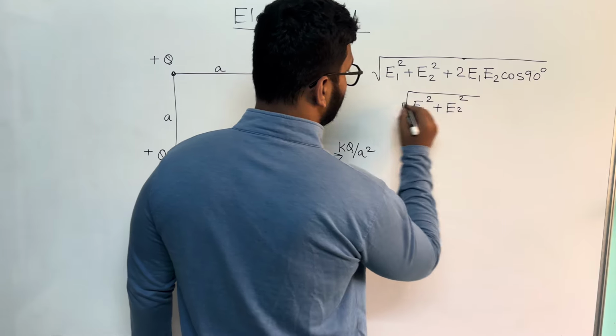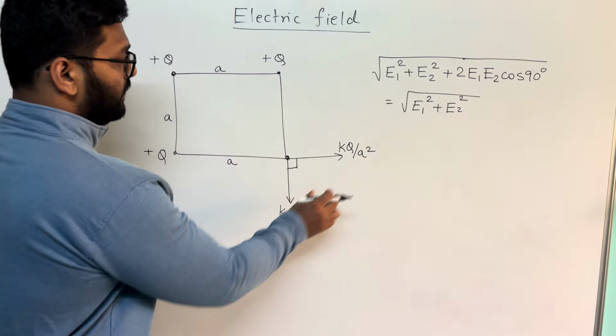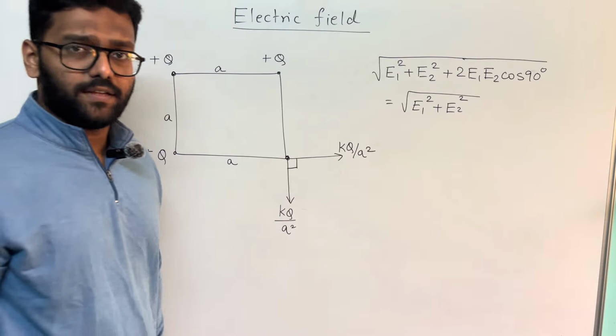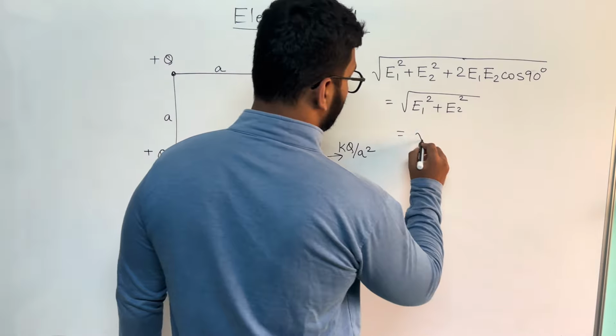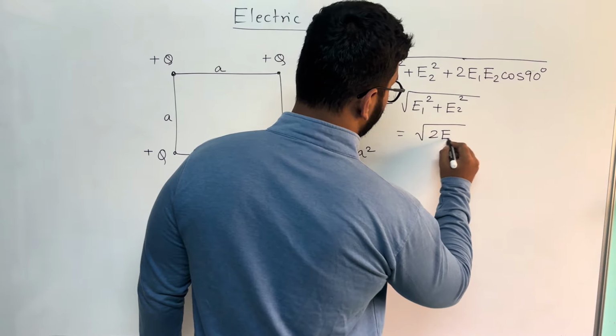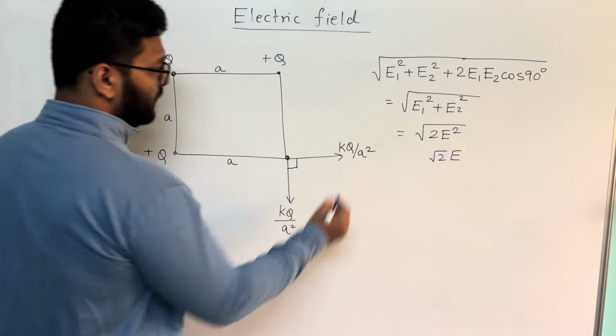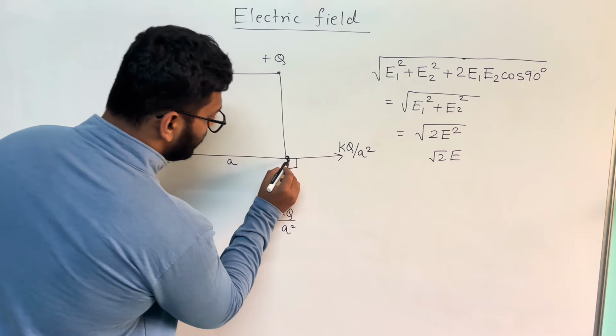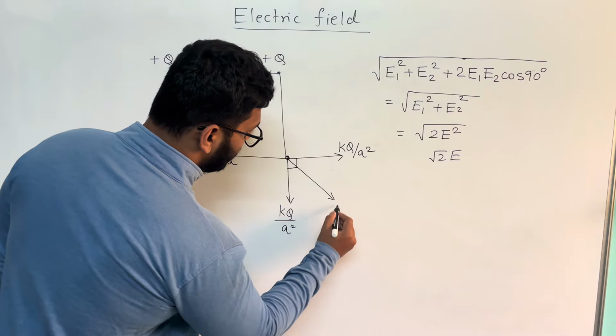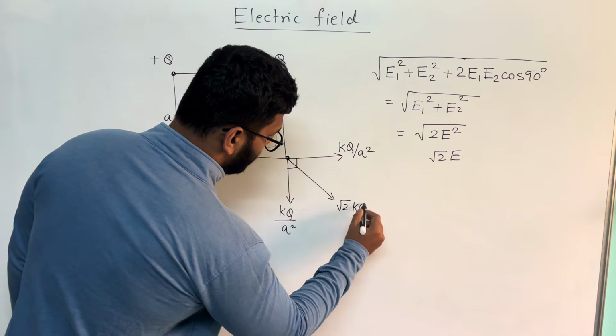But E1 and E2 are the same in magnitude. Suppose this is E1 and this is E2, both of them the same in magnitude, so this will be the square root of 2E square. So this will be root 2 E, and E is nothing but kq by a square. So here the net electric field will be in this direction, root 2 kq by a square.